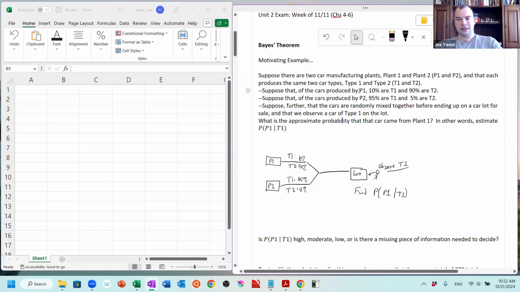So if I look at this, my tendency is to say, well, of the cars from plant one, 10% are type one. Of the cars from plant two, 95% are type one. My tendency would be to say, oh, well, I think that the probability that came from plant one is pretty low, and the probability that came from plant two is pretty high, given that I know it's a type one car. Or if I was looking at a type two car, I might say I think the probability it came from plant one is high, probably came from plant two is low because of this ratio, this 10 to 95. I look at that and I say, okay, I think probability it came from plant one is pretty low if it's a type one car. Probability from plant two is pretty high if it's type one car based on these numbers.